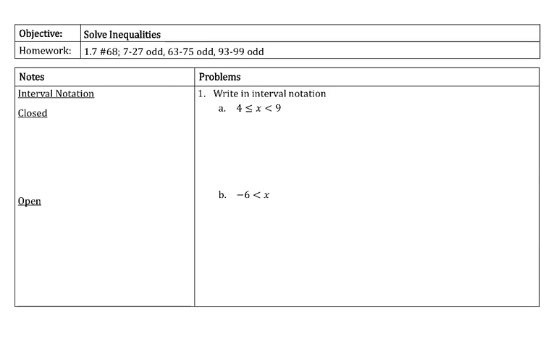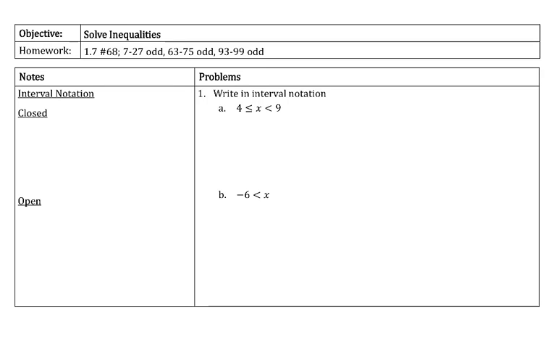We're going to talk about how to write the answers for inequalities using interval notation. So you might have been used to writing answers like this: 4 is less than or equal to x, which is less than 9, or negative 6 is less than x. This is how you're used to writing the answers, which is totally understandable. We're going to look at other ways to write the answers using what's called interval notation. That's a way to write the answer in a much more concise way. It takes up less space.